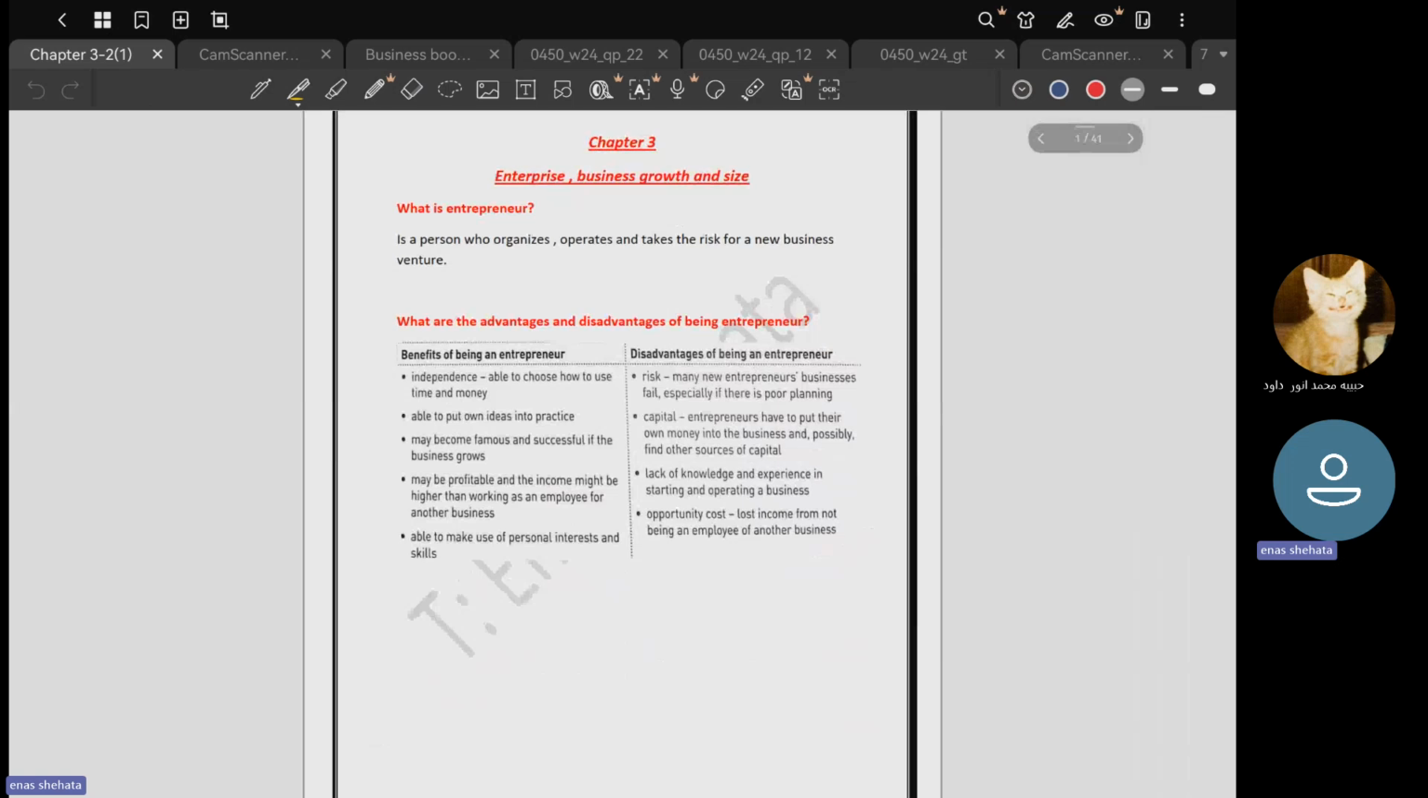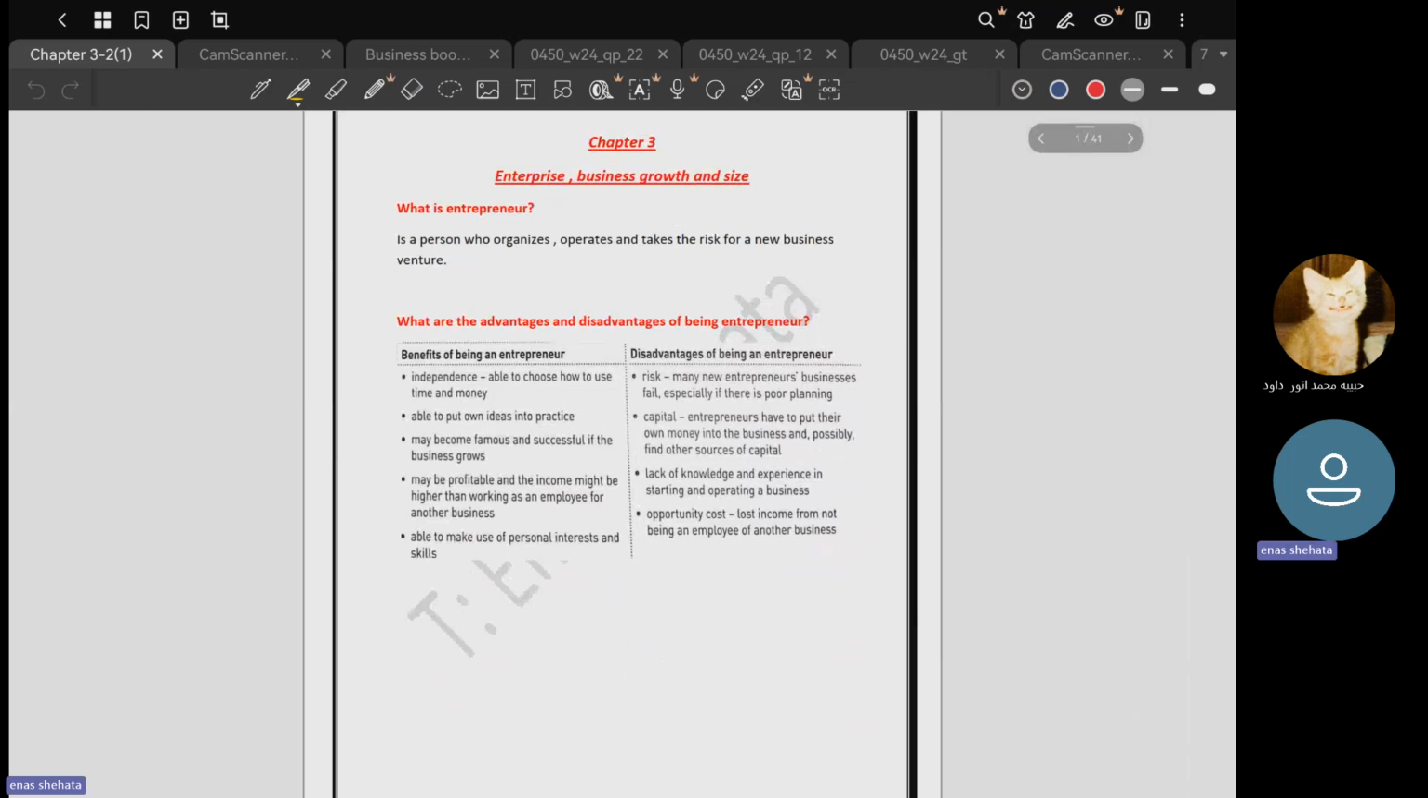Enterprise, we took it in chapter 1, means the process of combining all factors of production together. Yani the process of making a business. How I can make a business. So the one who's responsible for this enterprise process, we call the entrepreneur. The entrepreneur is the owner of the business, a person who organizes, operates, and takes the risk of a new business venture, the one who started the business, the one who decides to open a business.